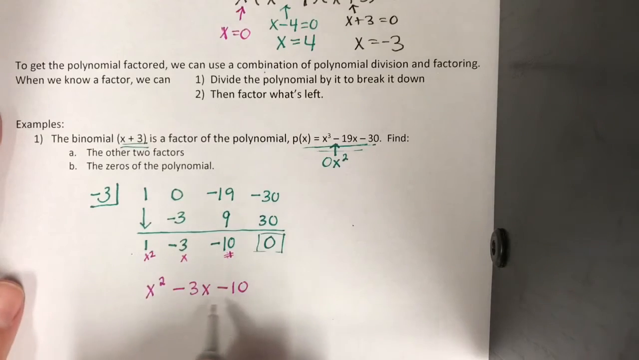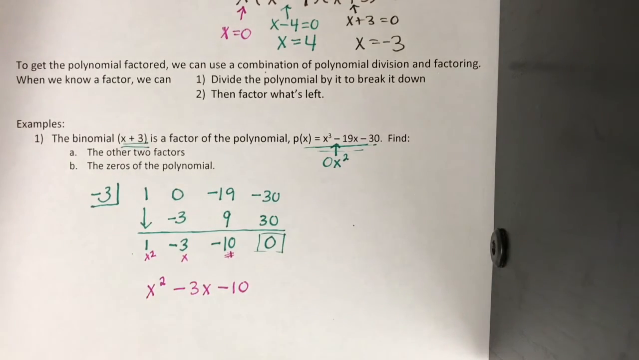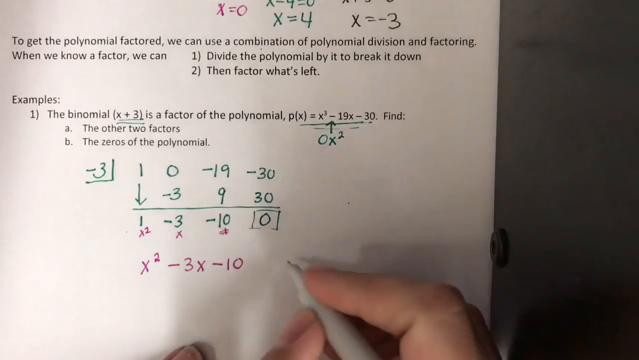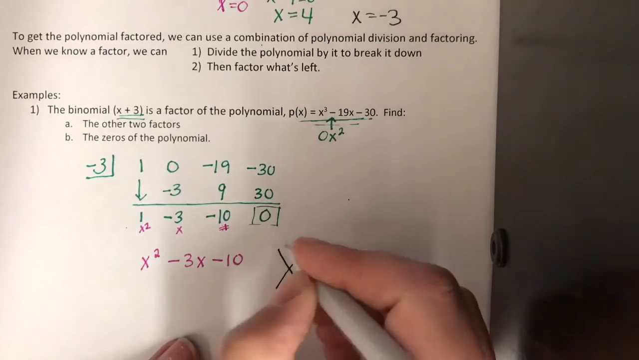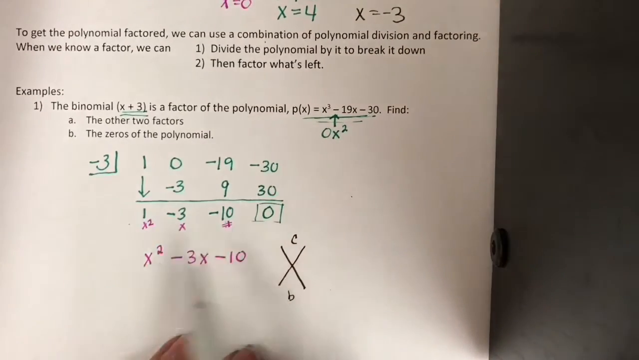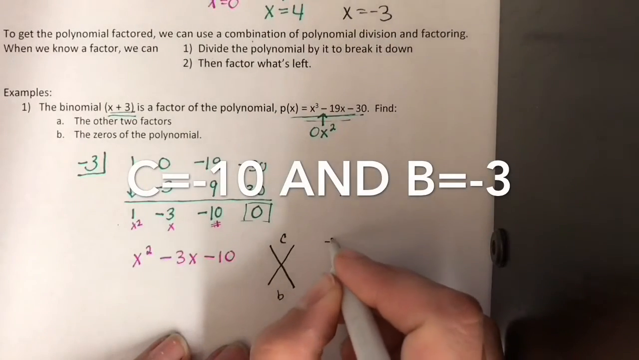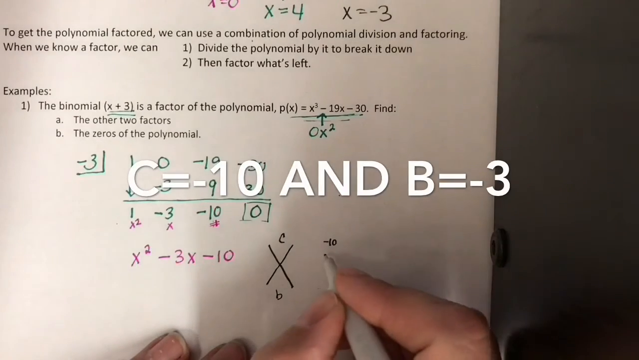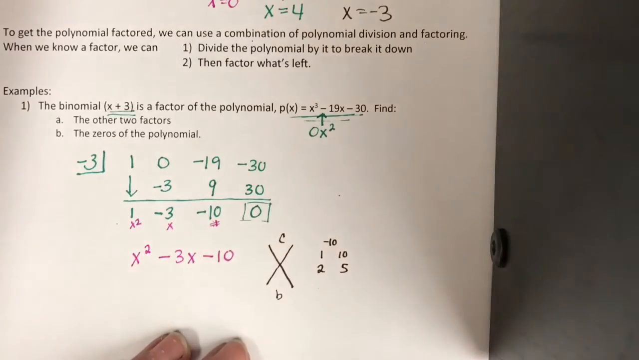So once I have my polynomial, I'm now going to look for, can I factor this? So we did some factoring at the beginning of the year. We did like the little x method, where we put the C in the top, the B in the bottom, and then we figured out what two numbers here would multiply to be C and add to be B. So we've got negative 10. So it could be 1 and 10 or 2 and 5.